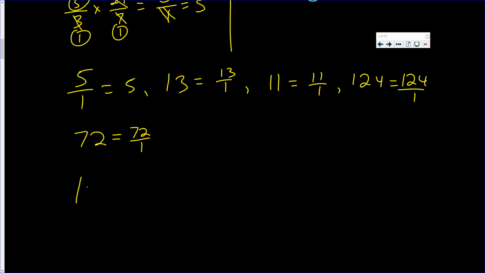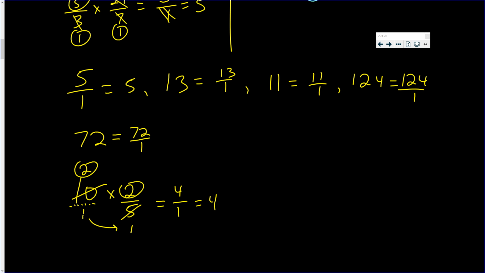So if I ask you to multiply 10 by 2 over 5, if you like, you can think of a 1 there. And then you can say, oh, 5 goes into both of those numbers 1 time and 2 times. And you get 2 times 2 over 1 times 1, which is 4.